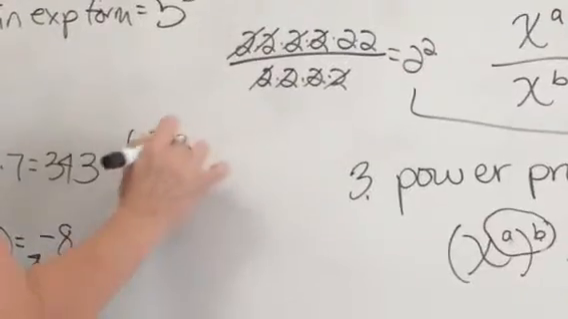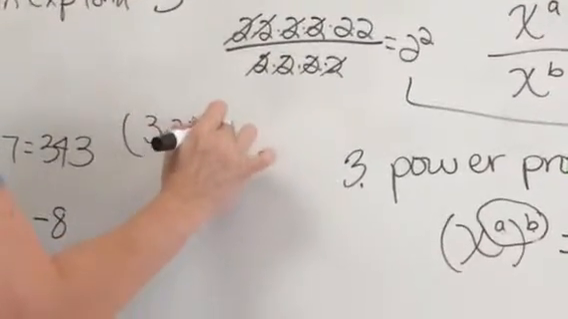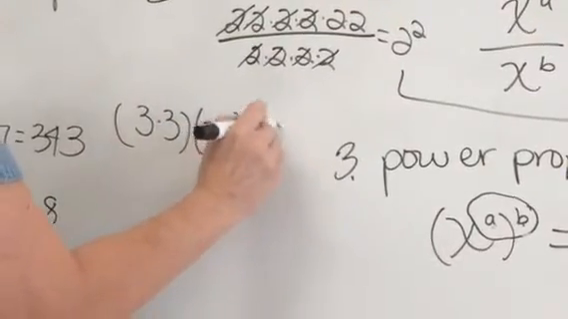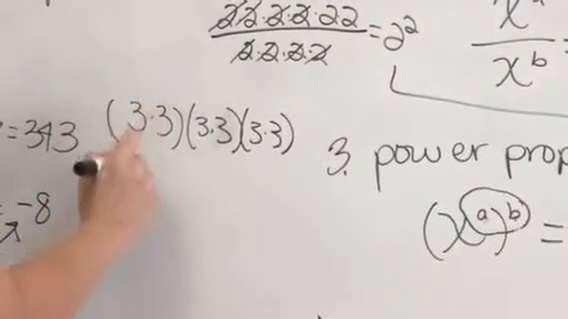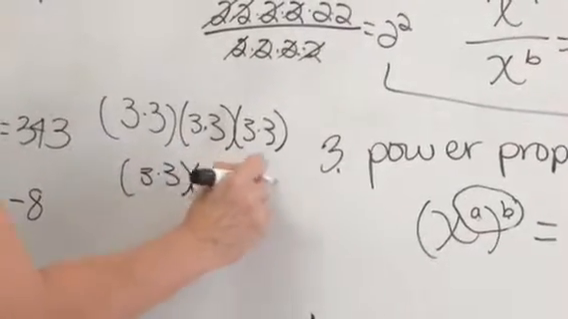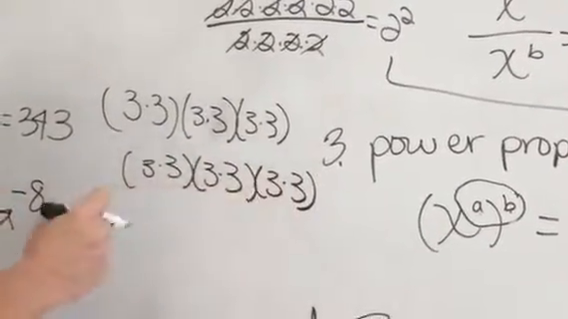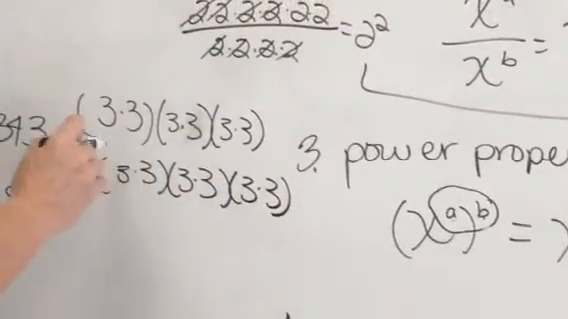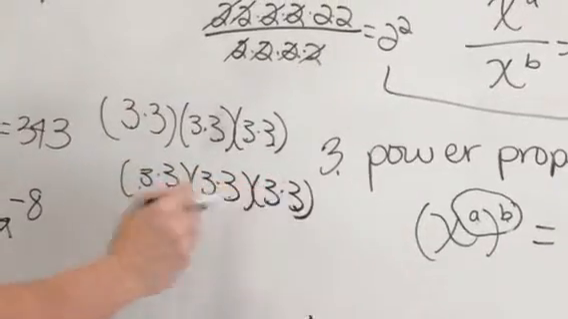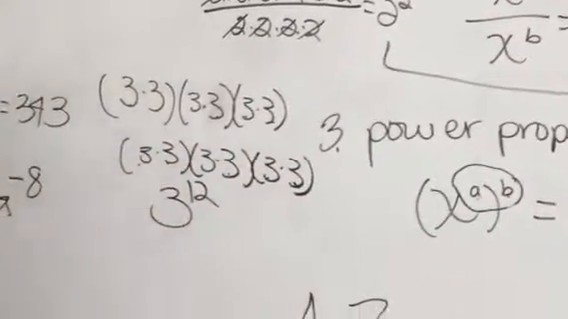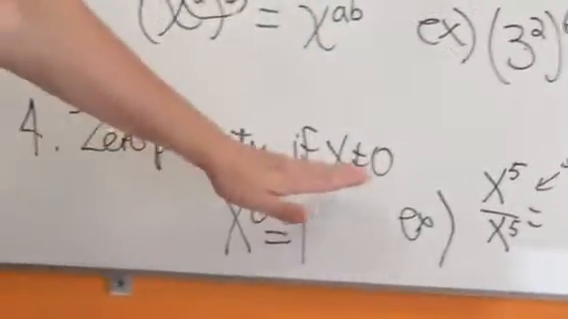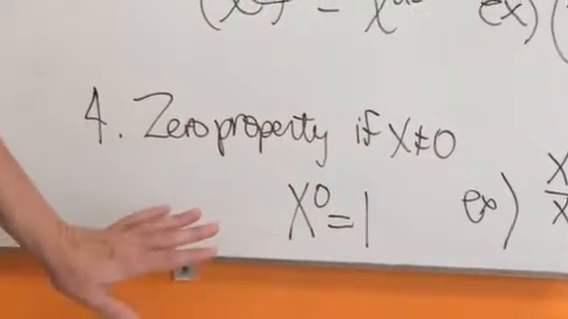3 squared times 6. So 1, 2, 3, I'm going to go down here just because I don't have room. 4, 5, 6. Okay, that's 3 squared 6 times. 1, 2, 3, 4, 5, 6, 7, 8, 9, 10, 11, 12. That equals 3 to the 12th power. That's why that works.